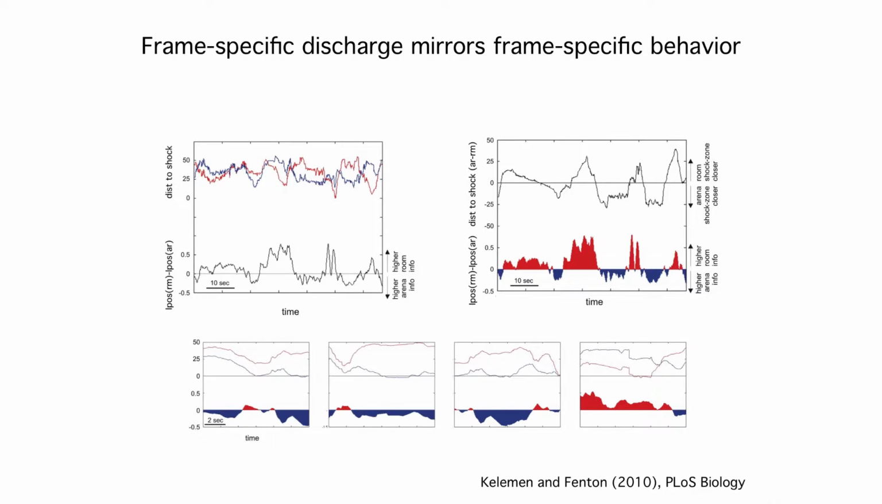And you can see that in some detail here as he approaches one shock zone. For example, he was in the arena frame. It switched for a moment to the room frame. It went back and forth and settled into the arena frame, and so on.